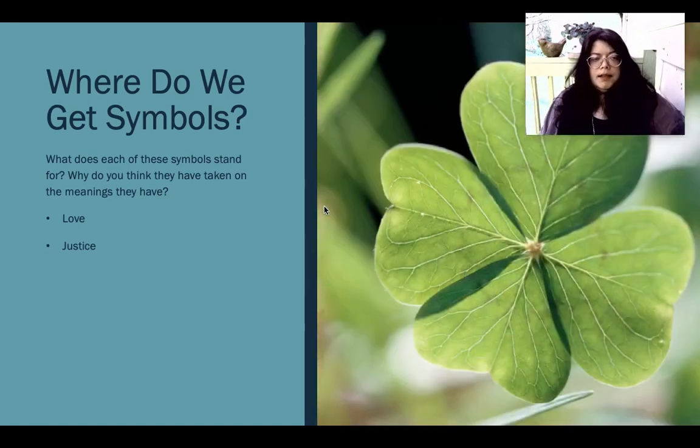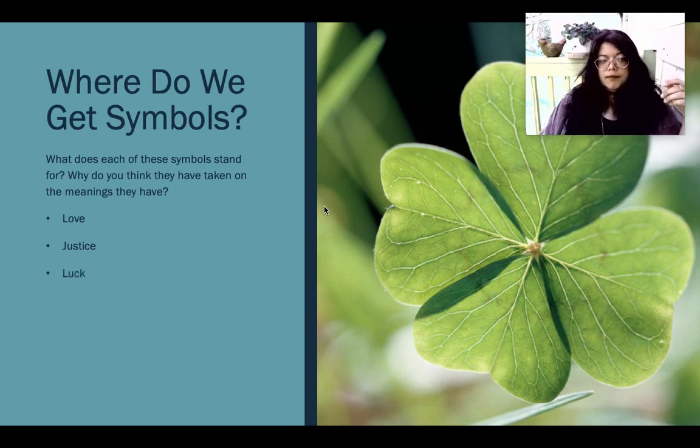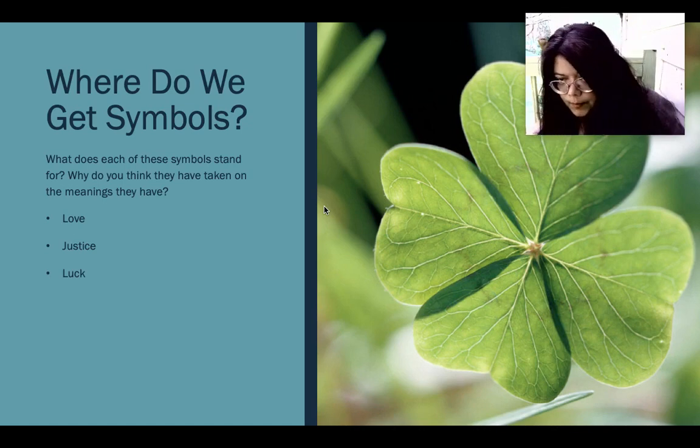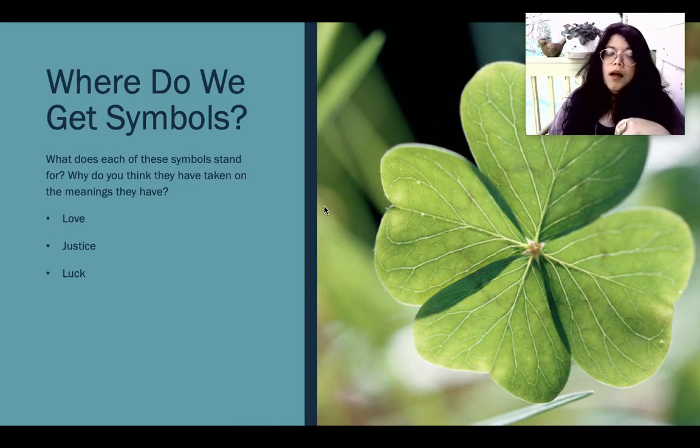And then lastly, if we look at this, what does this symbolically represent? And no, it's not St. Patrick's Day and green beer, right? Gross. It's instead luck, right? And so again, we're very good at reading symbols. We just might not be as aware of how good at reading symbols we are.